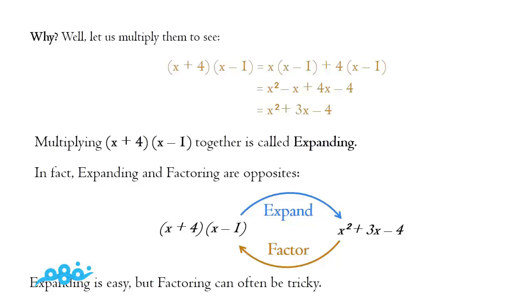x plus 4 multiplied by x minus 1. Here we have x multiplied by x minus 1 and plus 4 multiplied by x minus 1. And here we have x to the power 2 minus x plus 4x minus 4. And then we gather the similar terms like negative x and positive 4x. So negative x plus 4x equals 3x, and this equals x to the power 2 plus 3x minus 4. Yes, that is the same function that we tried to factor, and this procedure is called expanding.